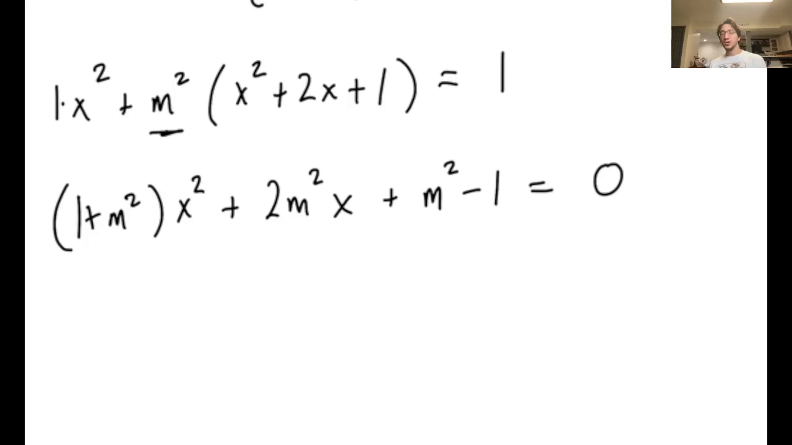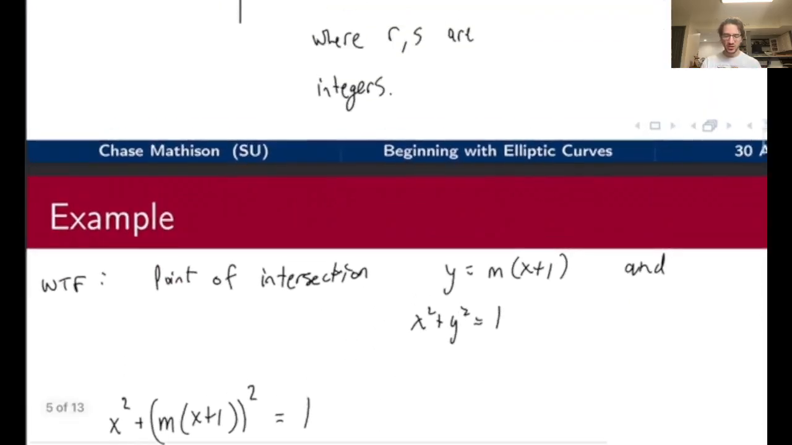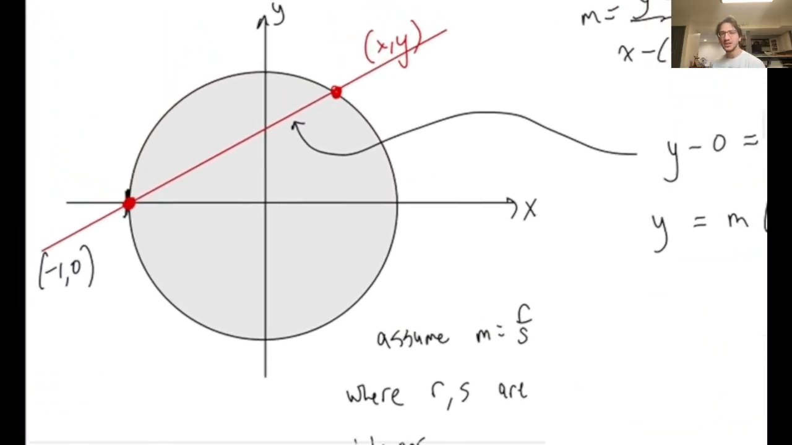Wow. So, what does this tell me? I plugged my y equals m times x plus 1 into the equation for the circle, and we got this quadratic equation. One way to solve this is to use the quadratic formula: x equals negative b plus or minus the square root of b squared minus 4ac, all over 2a. We could do that. However, one thing we should remember is that the solutions to this quadratic equation are going to be the x values where this line intersects this circle.